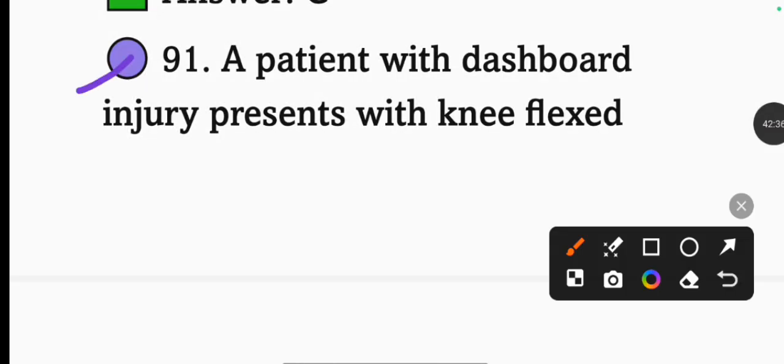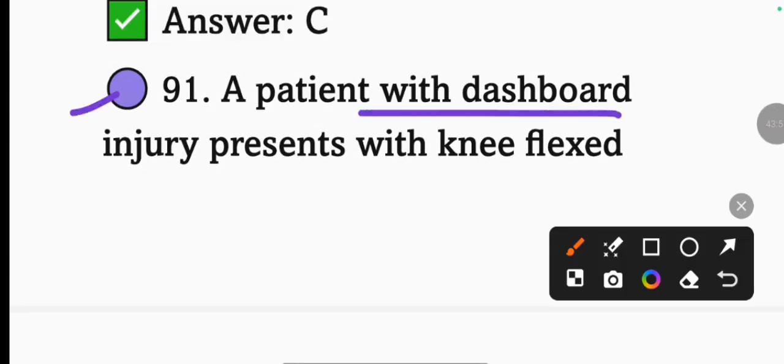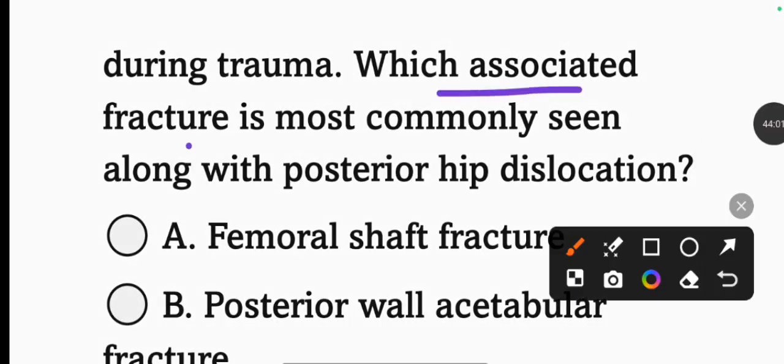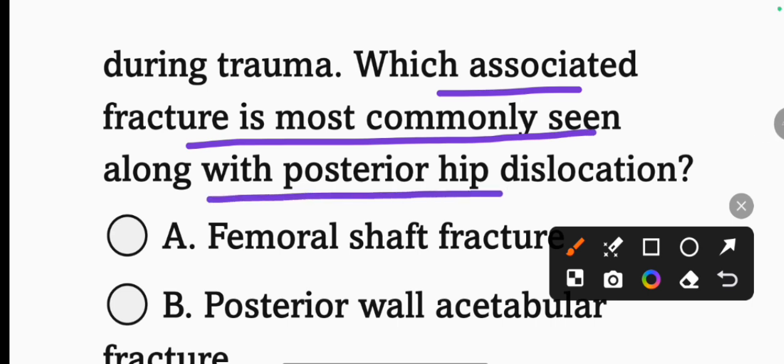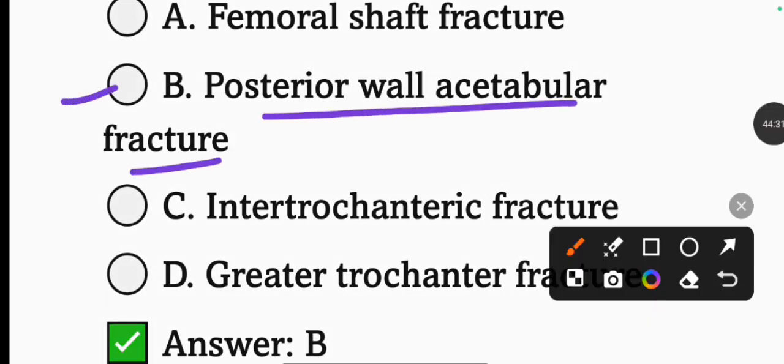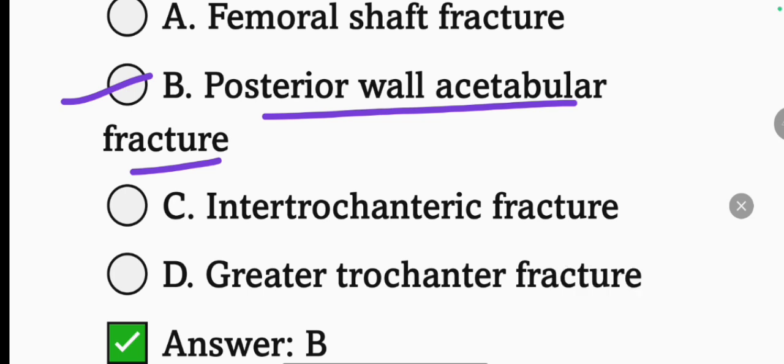Now come to 91 questions. A patient with dashboard injury presents with knee flexed during the trauma. Which associated fracture is most commonly seen along with posterior hip dislocation? So, dashboard injuries, like knee flexed during trauma in RTA cases, force is transmitted posteriorly to the hip. So the most common associated fracture is the posterior wall of the acetabulum, because the femoral head is pushed against the posterior acetabulum. So the associated injury is a posterior wall acetabular fracture. B option is the correct option. Okay. So I think that is clear.